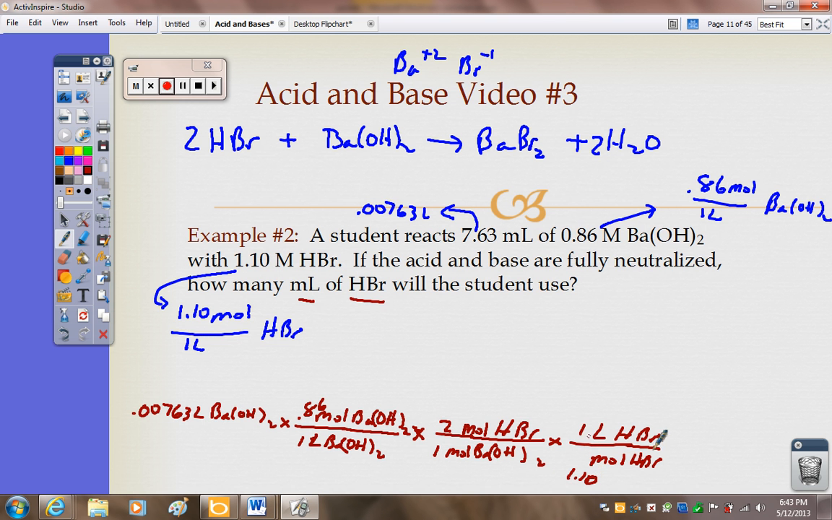And I want to cancel out what I can unit-wise. Liters of barium hydroxide cancels. Moles of barium hydroxide cancel. Moles of HBr cancels. And after multiplying across the top and dividing my bottoms, I get 0.0119 liters. Times that by 1,000, and you get 11.9 milliliters for your answer.